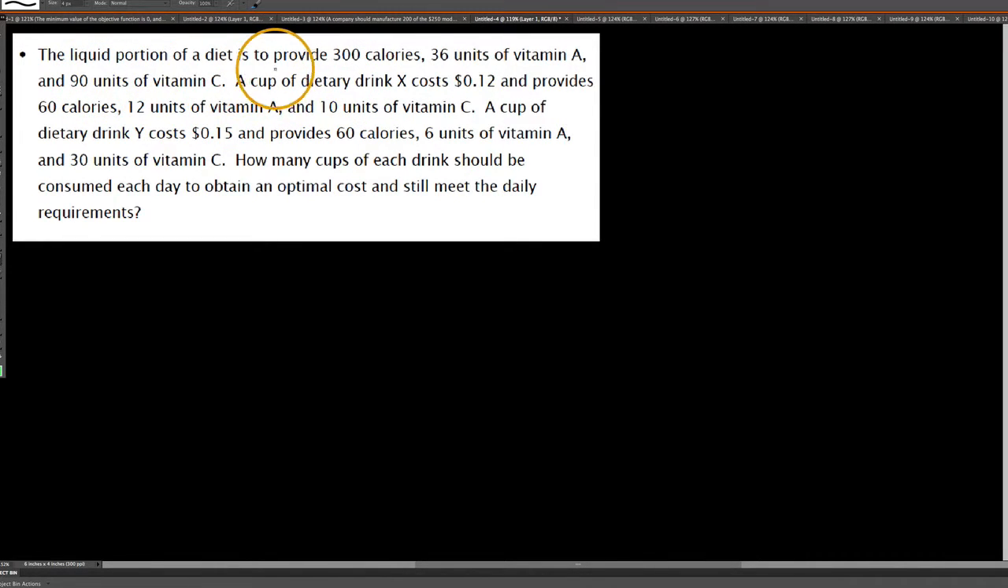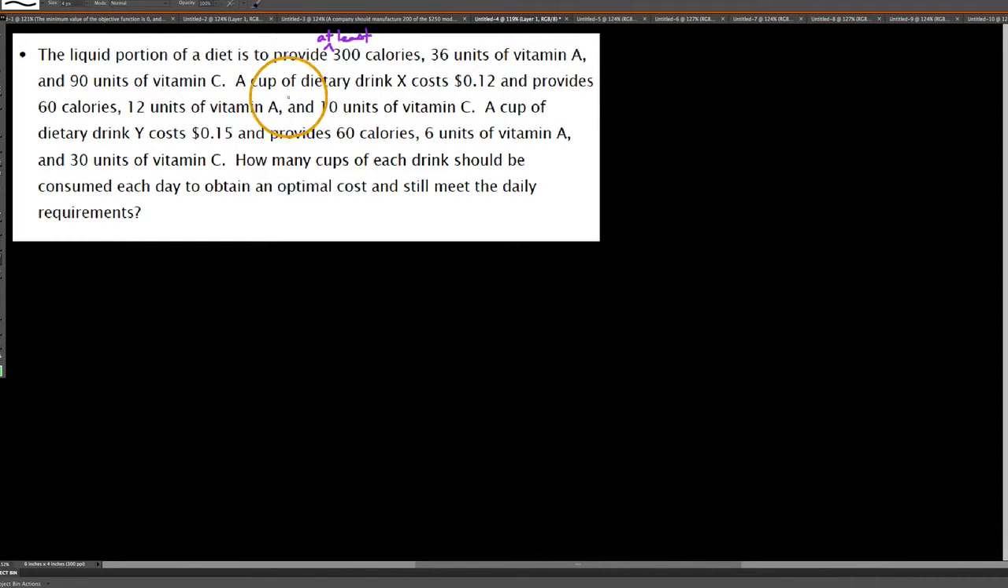It says the liquid portion of a diet is to provide 300 calories, 36 units of vitamin A, and 90 units of vitamin C. And what I want to do is make a little amendment here. We say it's to provide this much right here. I'm going to make a little note here. We say at least, we need at least this much in our diet.